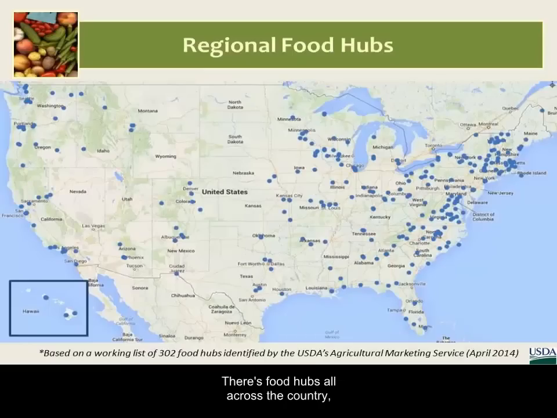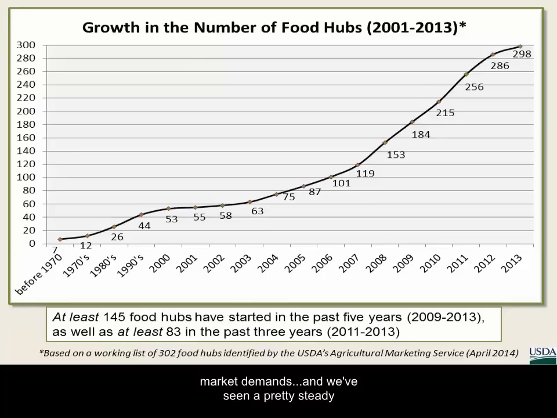There's food hubs all across the country. There's strong concentration of food hubs in the Northeast, Mid-Atlantic, and the Upper Midwest. Not surprisingly, these are also areas where you have more small and mid-scale growers, and one of the rationales and justifications for food hubs is to aggregate product from small and mid-sized growers in order for them to actually be able to meet higher volume market demands. And we've seen a pretty steady growth, particularly in the last 5 years. In fact, almost half of all the food hubs that we have identified across the country were actually started in the last 5 years.